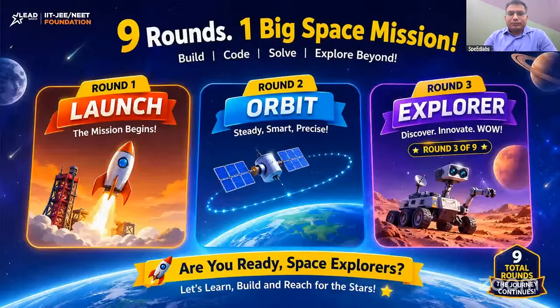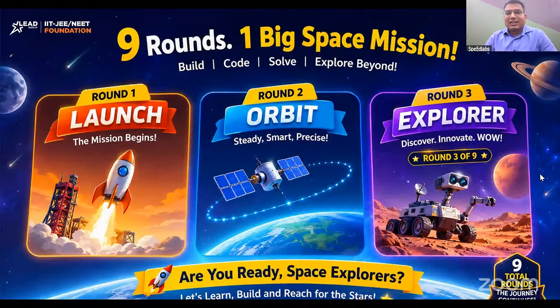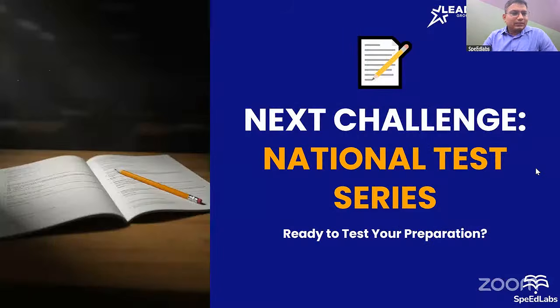So this is for round one, Launch. We have completed it. Orbit, our second round, is going on, and the third will be the Explorer. We have designed the round names to be something like a galaxy, and our space mission is going on continuously. I believe the students are doing fantastically. The first one we have completed. Obviously, that took a little longer than expected. No worries, we will stick to the plan.